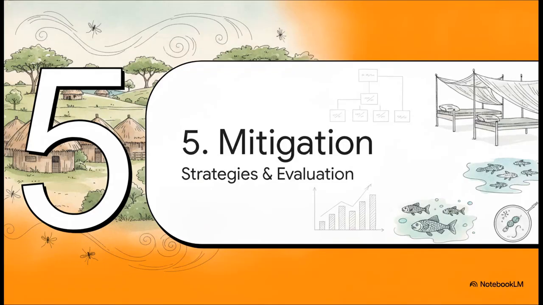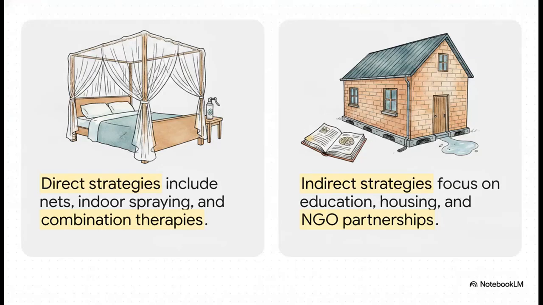Section 5. Mitigation Strategies and Evaluation. Remember, a top-tier A-star explainer absolutely must categorize and critically evaluate these interventions. Let's move on and see how this builds our evaluation. We can clearly categorize our strategies into direct and indirect methods. Direct strategies tackle the disease head-on.